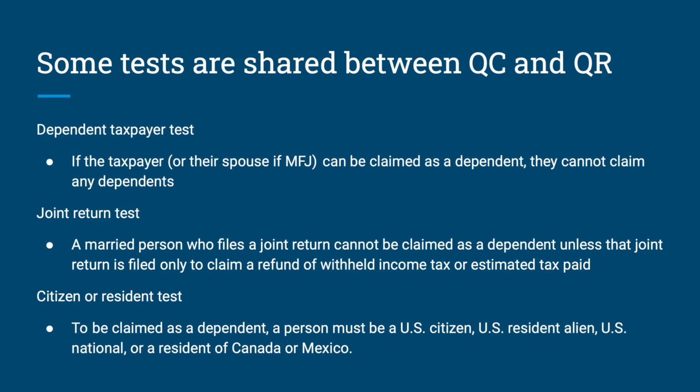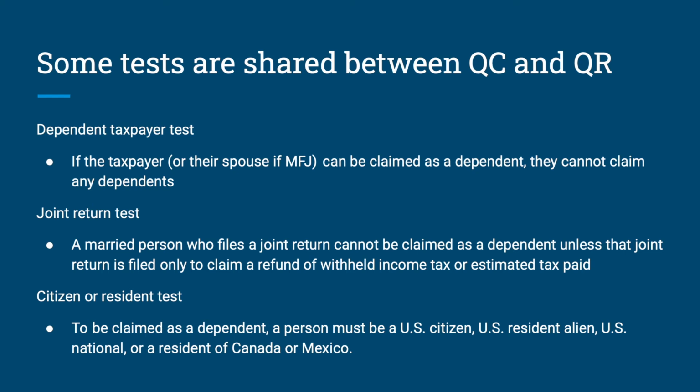So while there are separate tests to determine whether they're a qualifying child or a qualifying relative, there also are some that are shared. So the first one is the dependent taxpayer test. And this says if the taxpayer or their spouse, if they are married filing jointly, can be claimed as a dependent, they cannot claim any dependents. And so basically what this means is that if the individual who is trying to claim a dependent can themselves be claimed as a dependent, they are not allowed to claim any dependents.